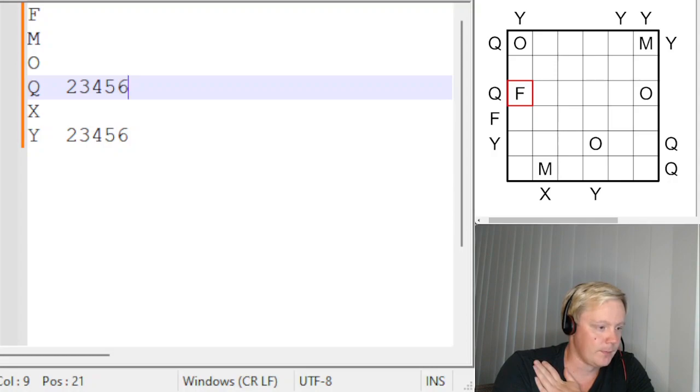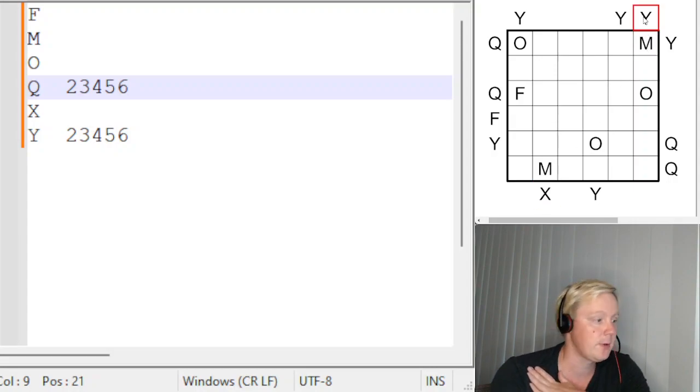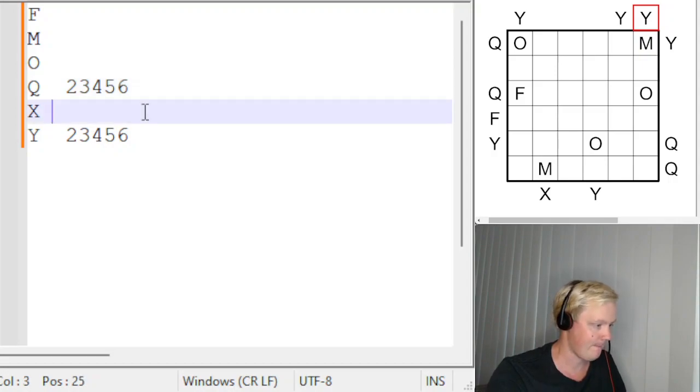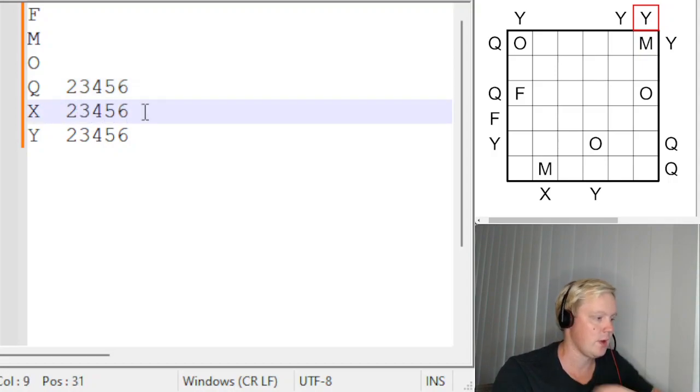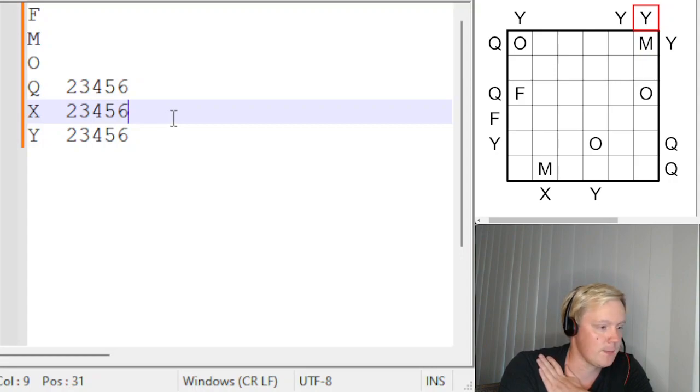Now, this x, could this be 1? This would mean m is 6. We have another m here, and that would mean y can only see 1. So x being 1 would force y to be 1, and they have to be different, so x can't be 1. So we have 2, 3, 4, 5, 6.